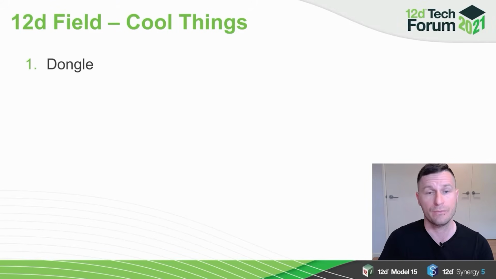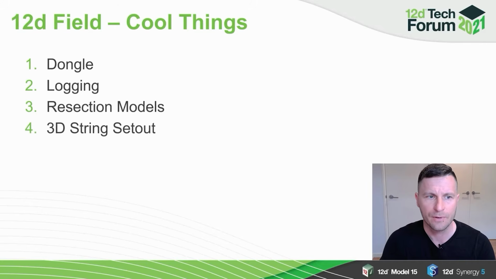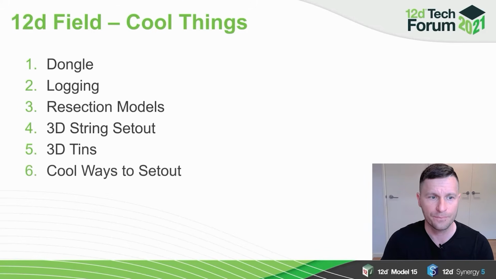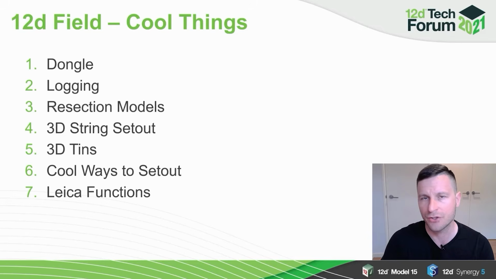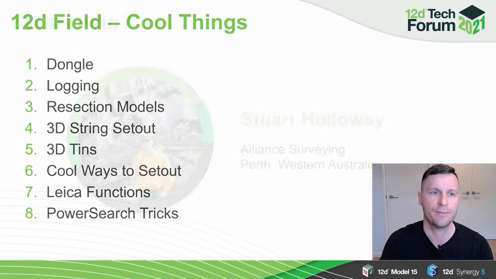We'll talk about the dongle, the logging function within 12D field, the resection models, and I'll also touch on some improvements to the resection functions, the 3D string setouts, the simplicity in the tin setout for 2D and 3D based on some user feedback. I'll be touching on a cool way to set out. I'll be touching on some functions that are available to our Leica users. And I'll also be talking about some power search tricks.